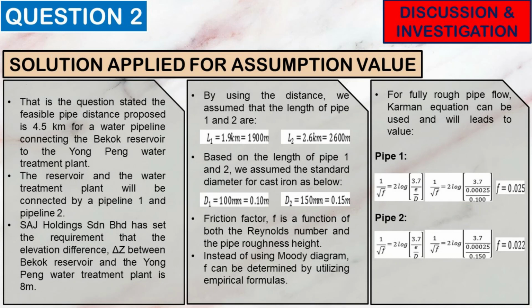The reservoir and the water treatment plant will be connected by pipeline 1 and pipeline 2. By using the distance, we assume that the lengths of pipe 1 and 2 are 1.9 km and 2.6 km. Based on these lengths, we assume that the standard diameters for cast iron are 100 mm and 150 mm. Friction factor f is a function of both the Reynolds number and the pipe roughness height. For fully rough pipe flow, the Colebrook equation can be used, with the formula as shown on the slide for pipe 1 and pipe 2.